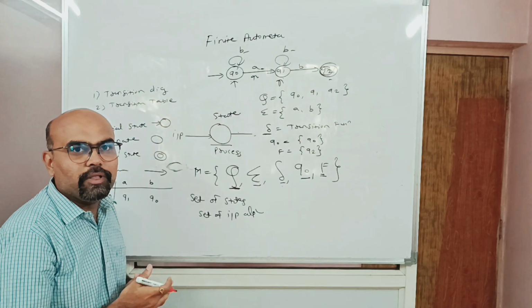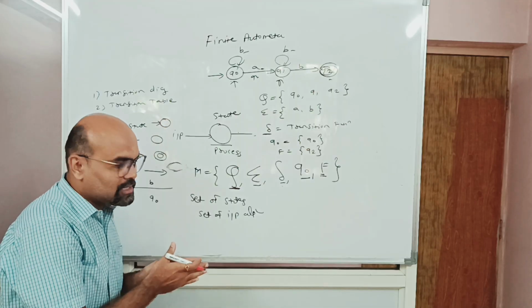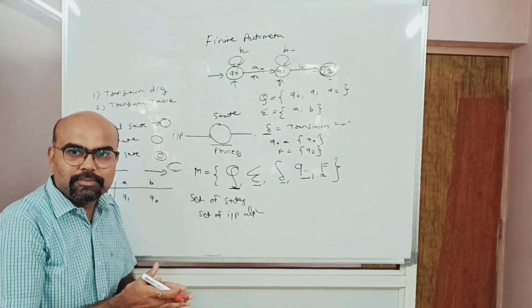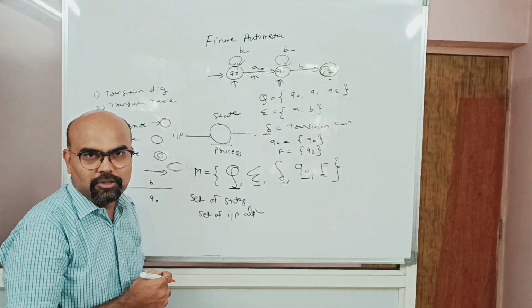So in the later videos we are going to see the different types of finite automata, that is deterministic finite automata, non-deterministic finite automata and non-deterministic finite automata with epsilon.